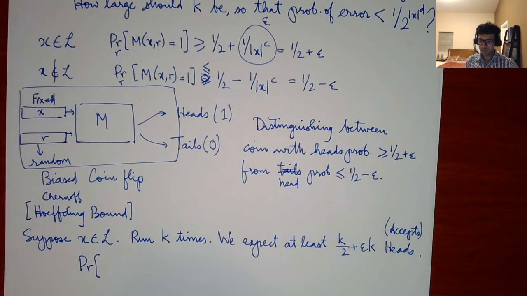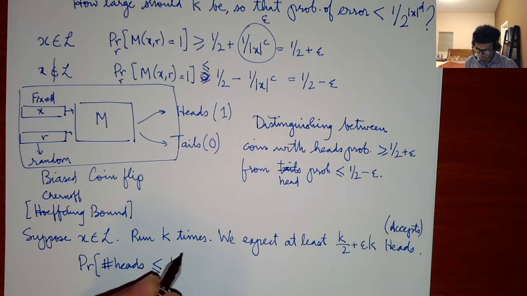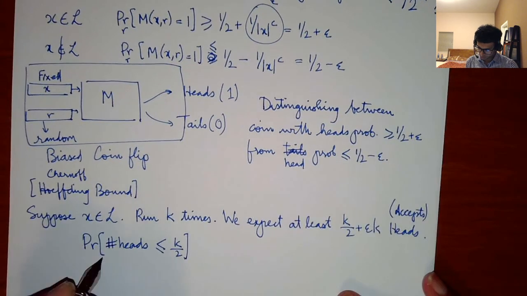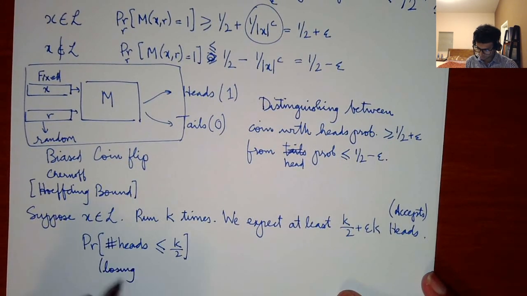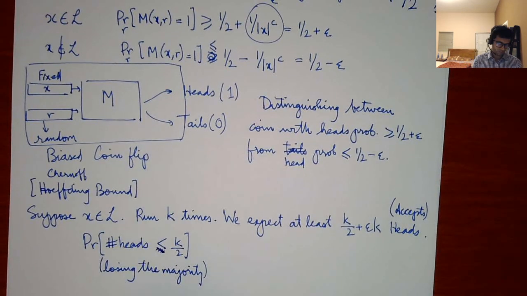And so you can ask, what is the probability that the number of heads is actually going to be less than k over 2, which is when it would lose the majority vote? Technically I should remove that equal to sign there, but it's all the same. Whether you make it equal to or not doesn't make a difference.